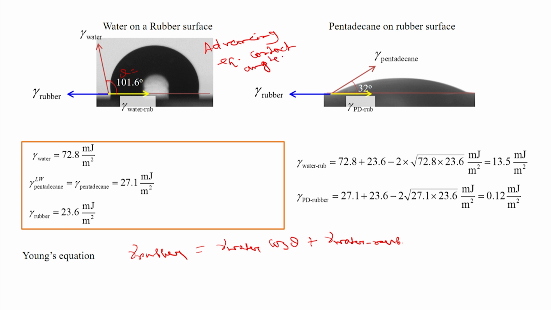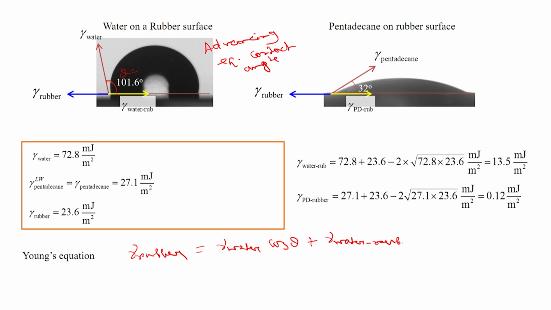So, that means there is also a receding equilibrium contact angle. I will not talk about it right now, but let us say we are happy with this advancing equilibrium contact angle, and this angle comes out to be 101.6 here, and here you measure it as 32. You can measure that by putting a tangent and finding out the angle.